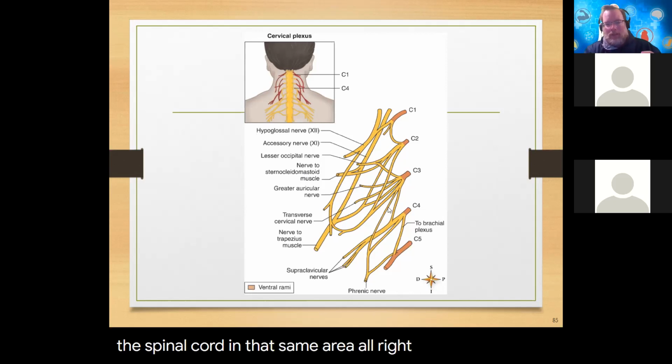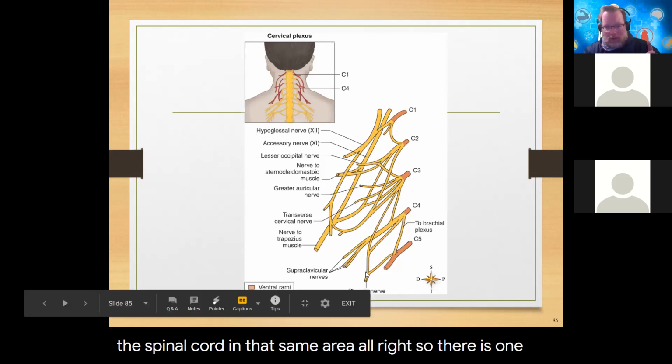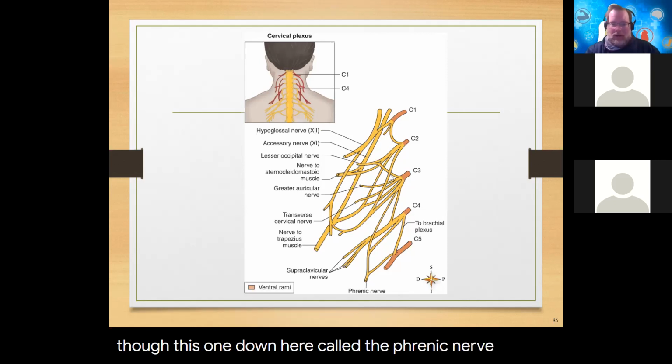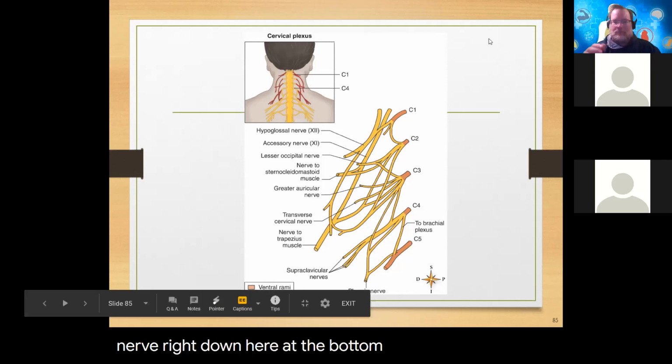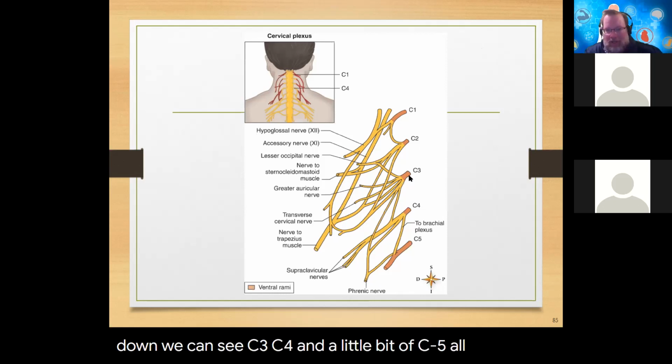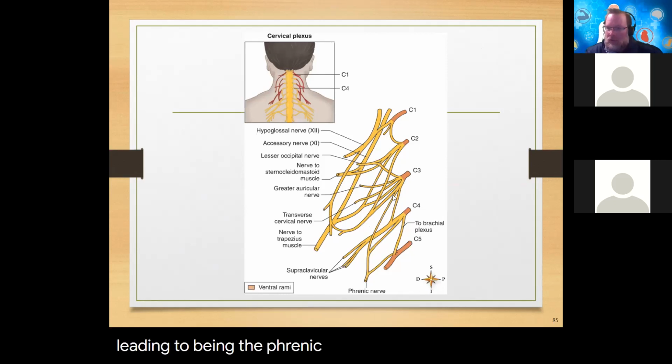All right. So there is one, though, this one down here called the phrenic nerve. Phrenic nerve right down here at the bottom. Phrenic has to do with the diaphragm. So you can see if we follow that up, phrenic nerve or down, we can see C3, C4, and a little bit of C5, all feeding and leading to being the phrenic nerve.